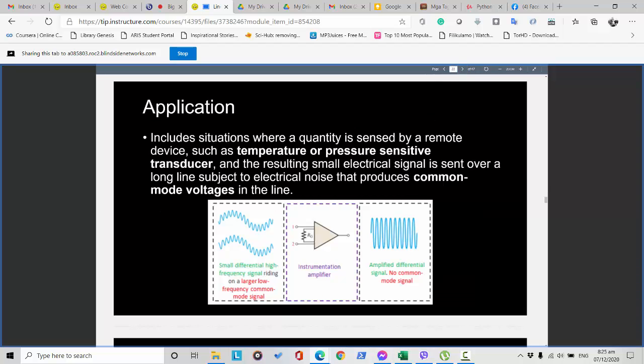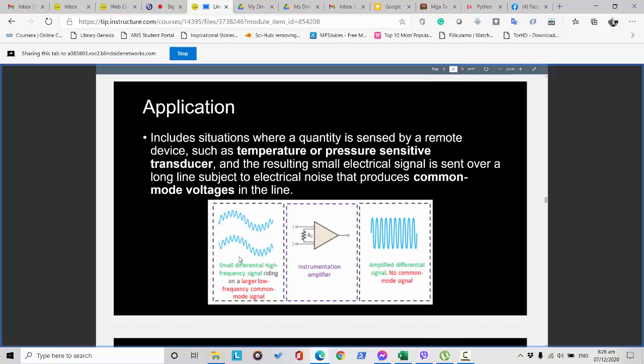Now, the applications of that instrumentation amplifier usually include situations where a quantity is sensed by a remote device, such as a temperature or pressure sensitive transducer, and the resulting small electrical signal is sent over a long line subject to electrical noise that produces common mode voltages in the line. So these are some examples of applications for the instrumentation amplifier. So we have the symbol here.